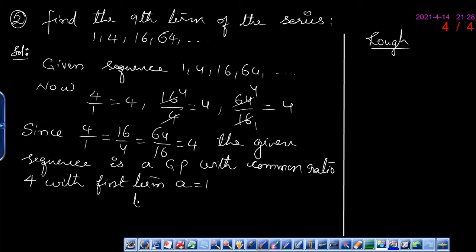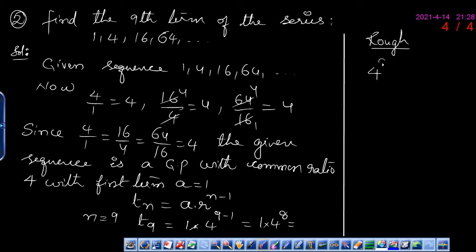Now the nth term is a into r power n minus 1. Here n is equal to 9. We need to find the ninth term. So T9 is equal to 1 into 4 to the power 9 minus 1, which is 1 into 4 to the power 8.